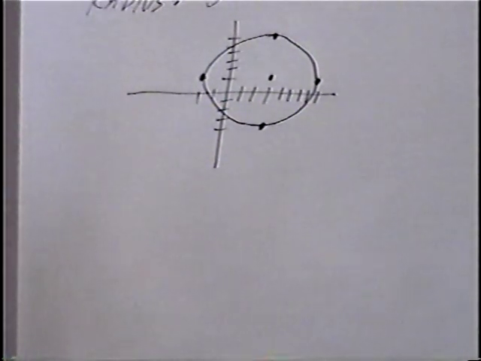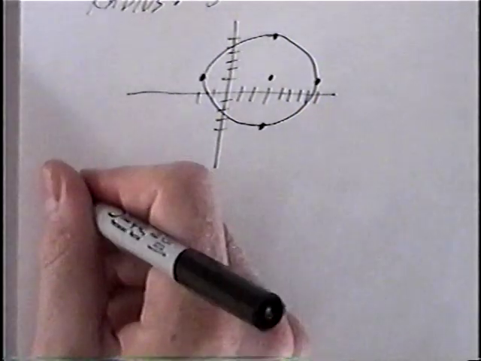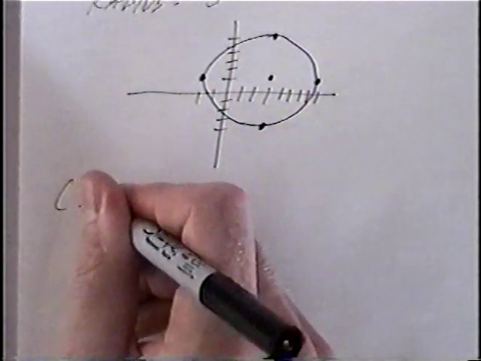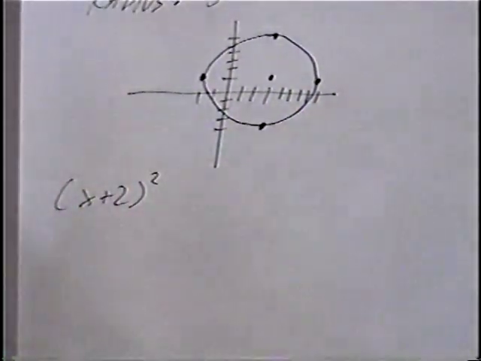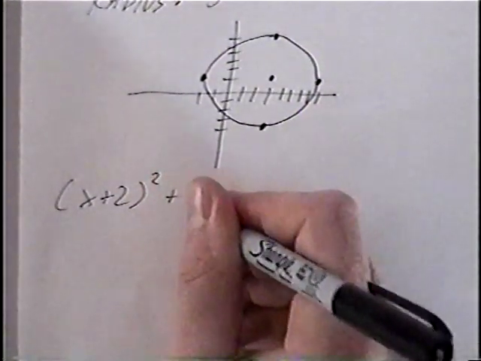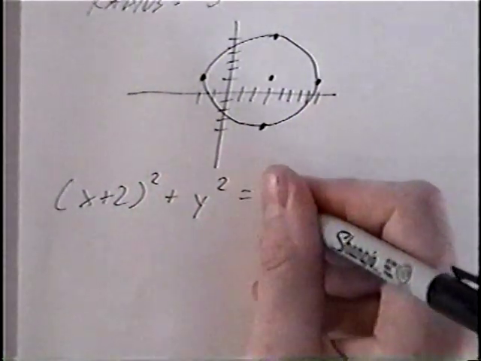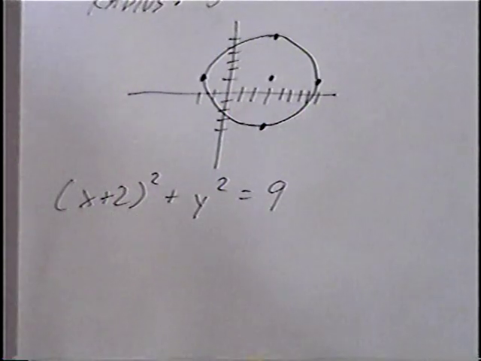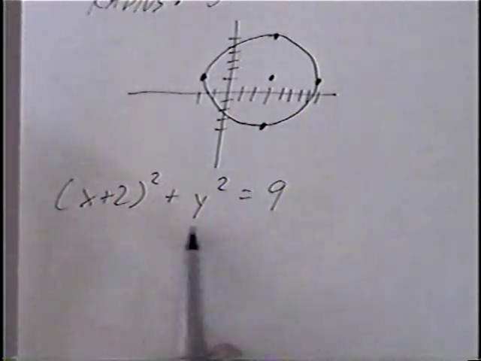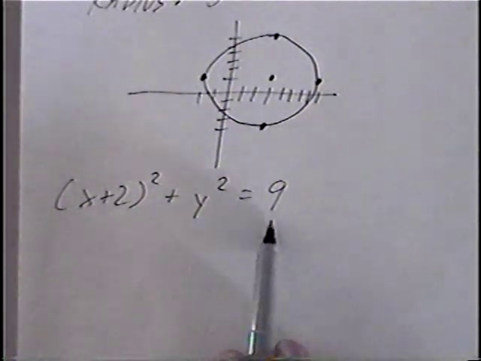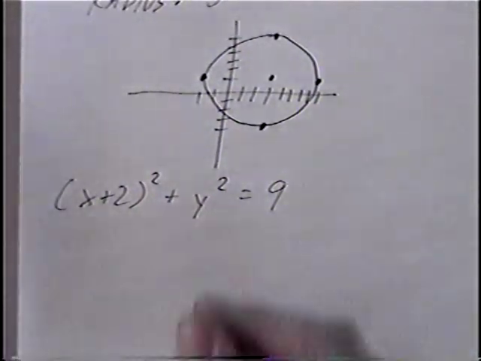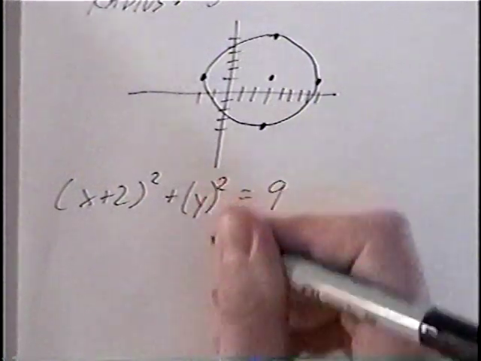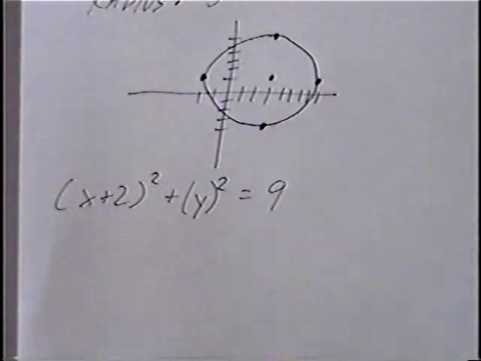Next equation and last equation for the problem is x plus 2 to the second power plus y squared equals 9. Again, this is in standard form. We have x and y squared on the same side and equals a number. If you want to, you could put parentheses around the y value.